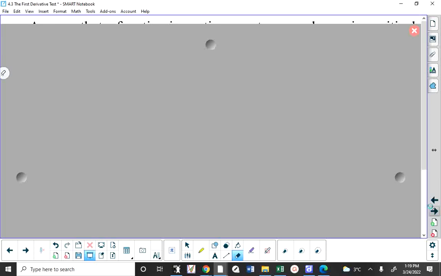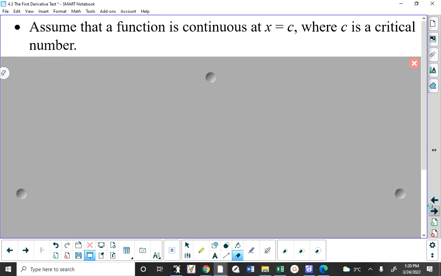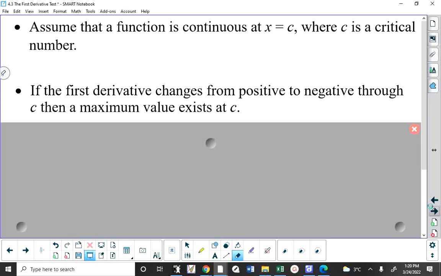So in your notes it says, assume that a function is continuous at a particular place, some value of x. The function exists before that value of x. The function exists after that value of x. And it exists everywhere before and after and at that point. If the first derivative changes from positive to negative as you pass through that point, then that point must be a maximum.